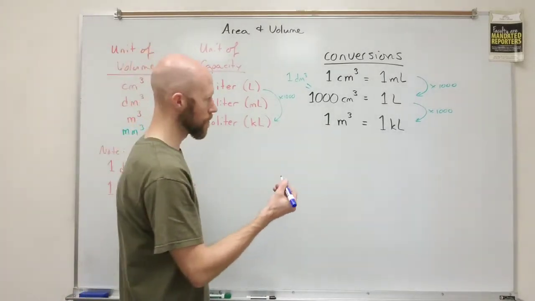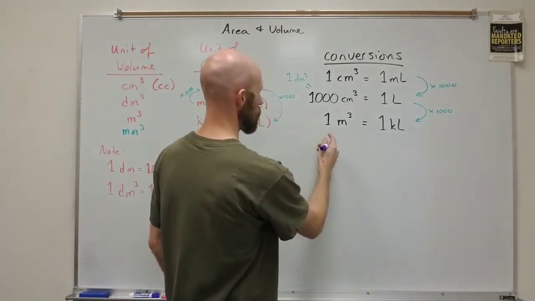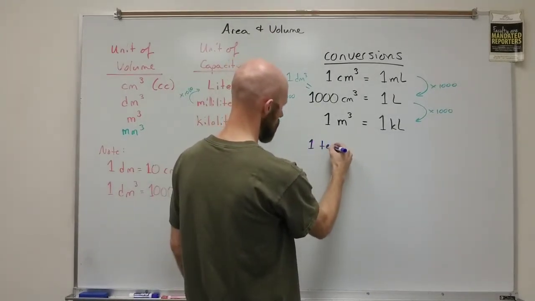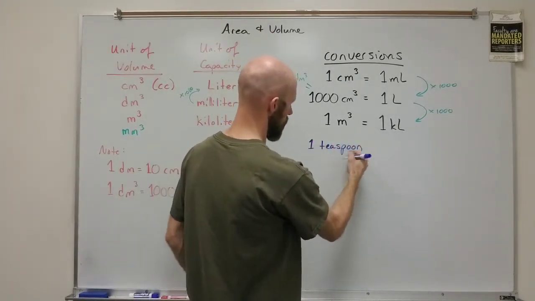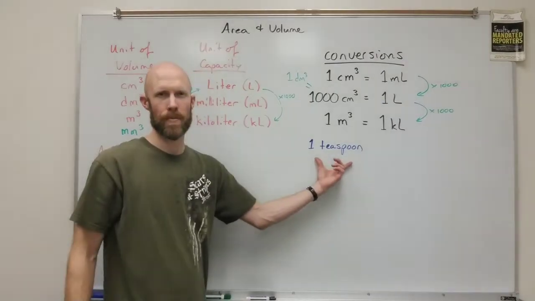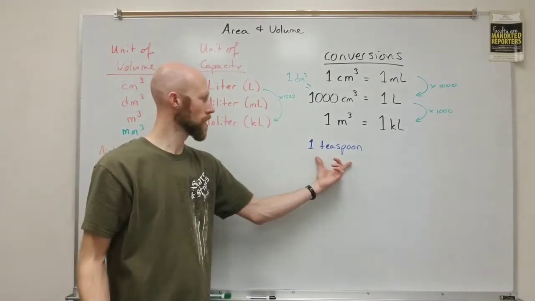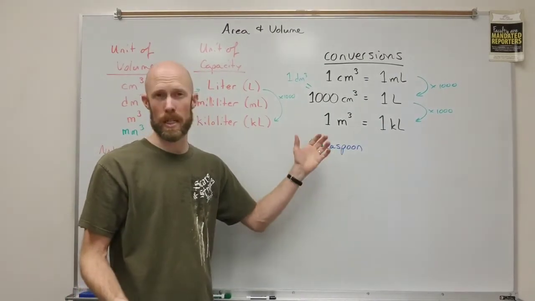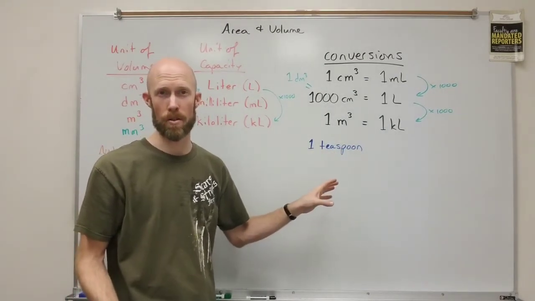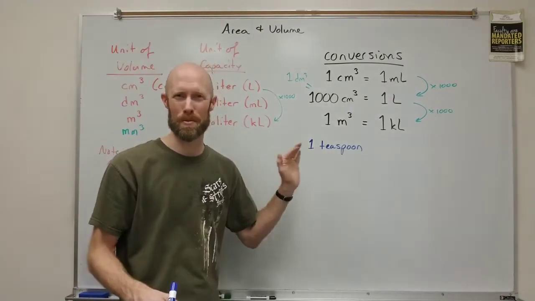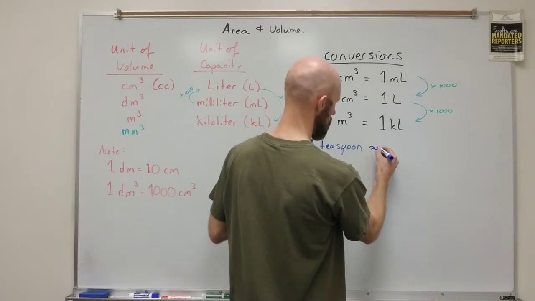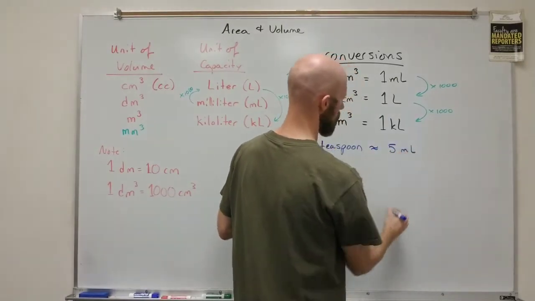So the conversions between metric and English is that 1 teaspoon, and a teaspoon is an English capacity that I haven't really mentioned before. We'll talk about the conversions between teaspoons, tablespoons, and ounces in just a moment. So 1 teaspoon is approximately 5 milliliters.